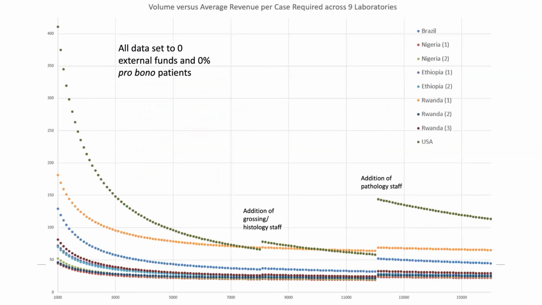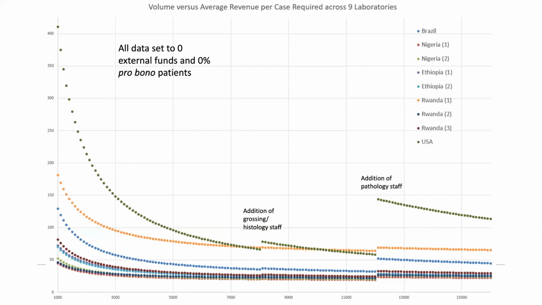Now, this is interesting. This is actual data, and we have 2 Nigerian laboratories represented in this data. We also have a Brazilian laboratory, 2 Ethiopian laboratories, 3 Rwandan laboratories, and a US laboratory. And there are 2 things I want you to note about this, okay? The first is that for all of the African countries, Nigeria, Ethiopia, and Rwanda, the curves are almost identical, right? And that's because the main differences in the labs were the price or the salary of the pathologists and the staffing.